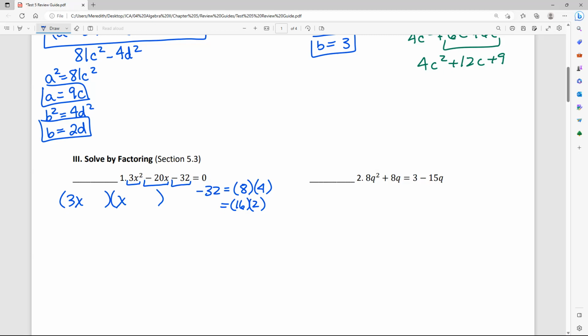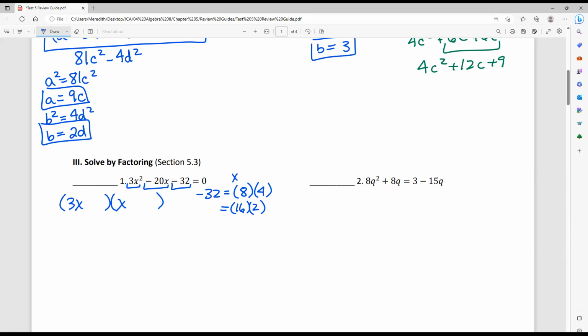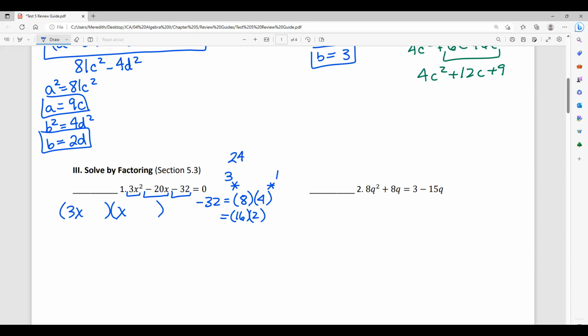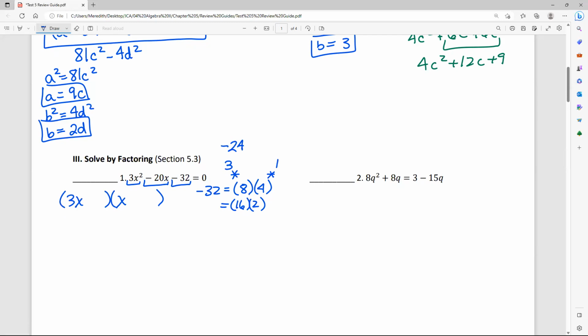Now, I know that we're multiplying the first factor, so we have 3 and 1. If I multiply 3 times 8, that gives me 24, and of course one of them is negative. So if I made that negative, that's negative 24, and the 4 is positive. So negative 24 plus 4 does equal negative 20.